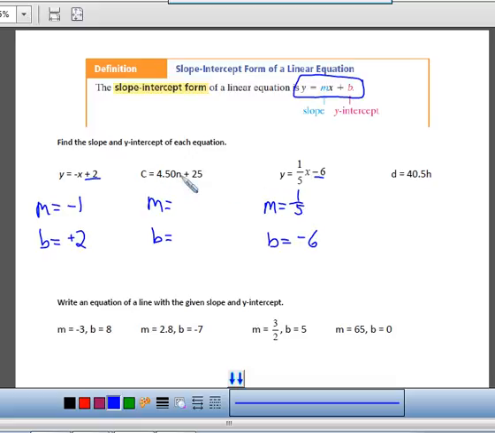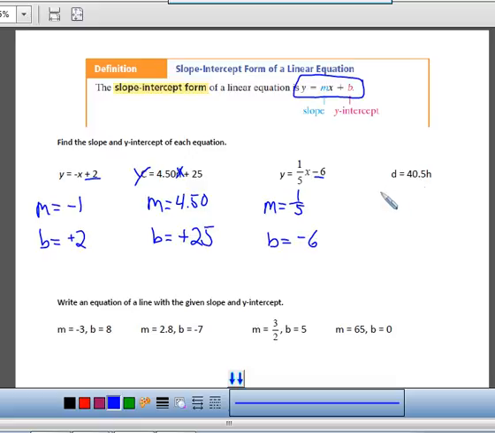M is the number in front of x, which in this case is a fraction, 1/5. Over here, some of you might be saying, oh, this doesn't have a y and an x. Yes, it does. It just looks different. Y, x. All right, so our m is 4.50. Remember, I said you can have a decimal. You don't typically see it, but you can. And then the b is +25.